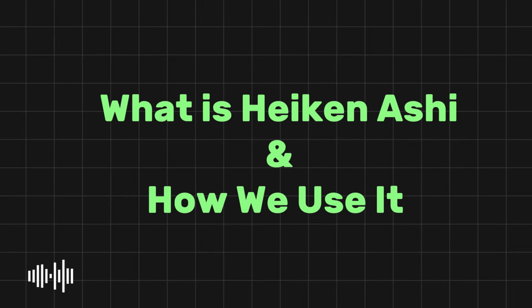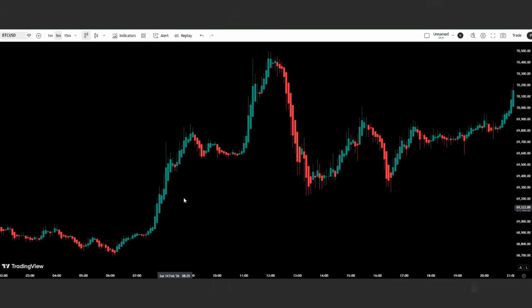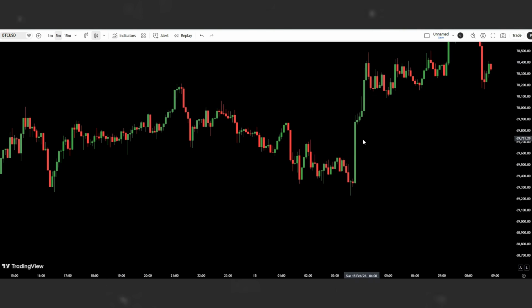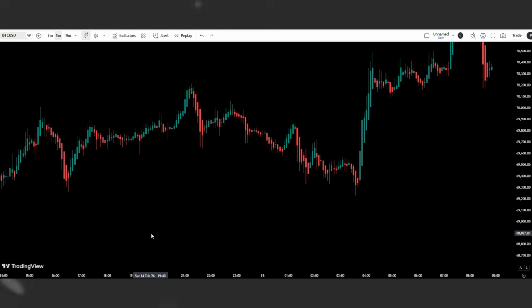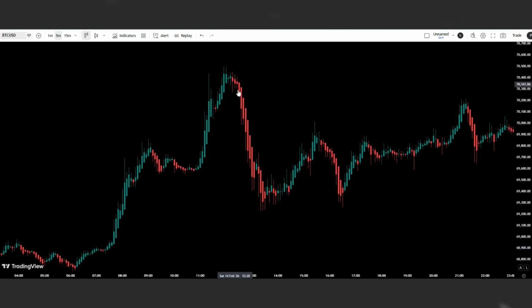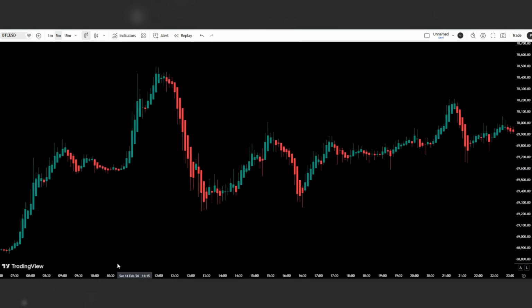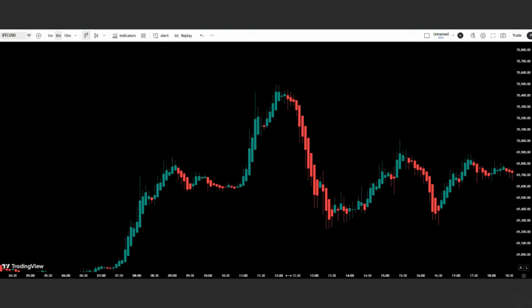What is Heiken Ashi and how we use it? First, let's understand Heiken Ashi candles. Heiken Ashi is a special type of candlestick that smooths out price movements and makes trends much easier to read. Unlike regular Japanese candlesticks, which show the exact open, high, low, and close of each period, Heiken Ashi calculates its values using averages. This means the candles move more smoothly and small market noise is filtered out. Because the chart looks cleaner, it's much easier to identify the real trend.